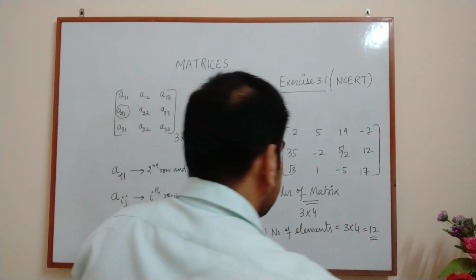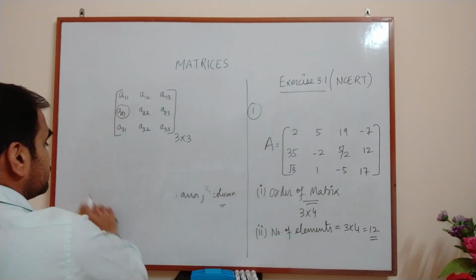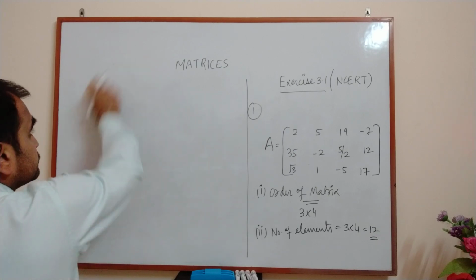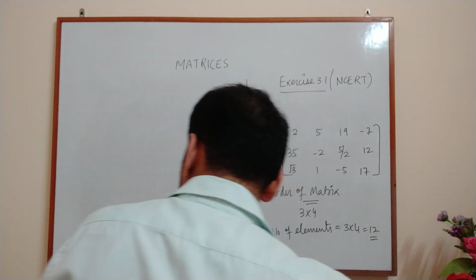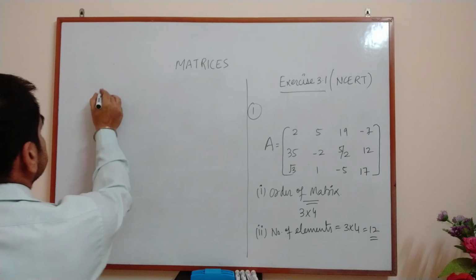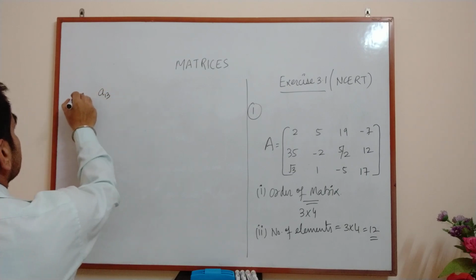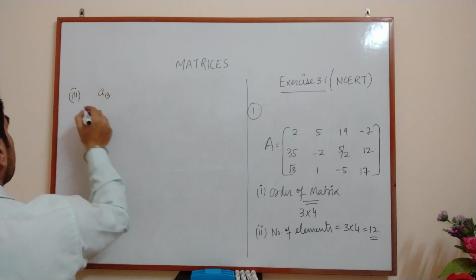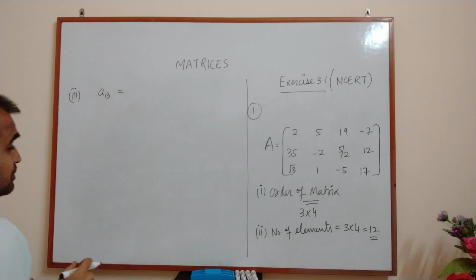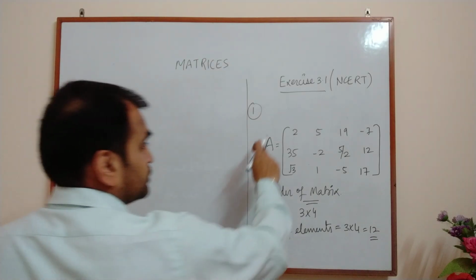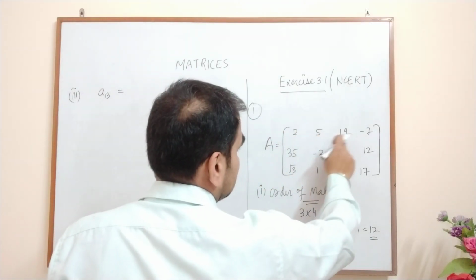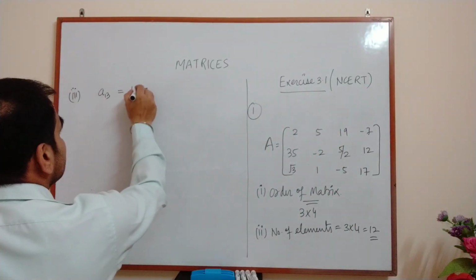Okay, the third part of the question is we have to find the value of A13. So this is the third part of the first question. A13 we have to find. So A13 means the first row and the third column. So first row, third column is 1, 2 and 3. So the value will be 19.